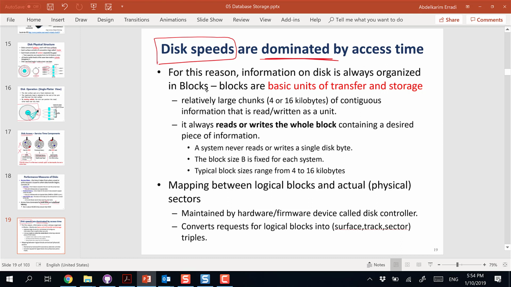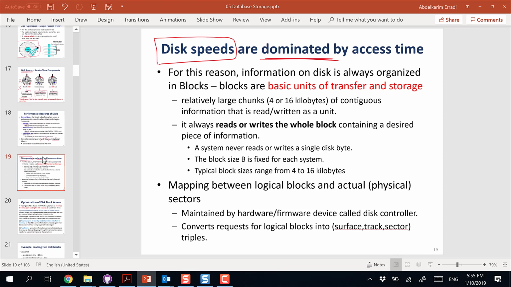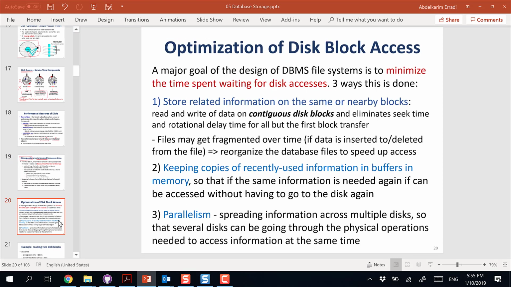Plus, as I explained, the database strives to keep the blocks contiguous, so we can save on seek time, and it does some other tricks that I will be explaining as we move forward, to basically offset this dominance of disk I/O. There are some techniques to do this. To optimize, these are the three major techniques that modern databases are using to minimize the time spent waiting for disk access.